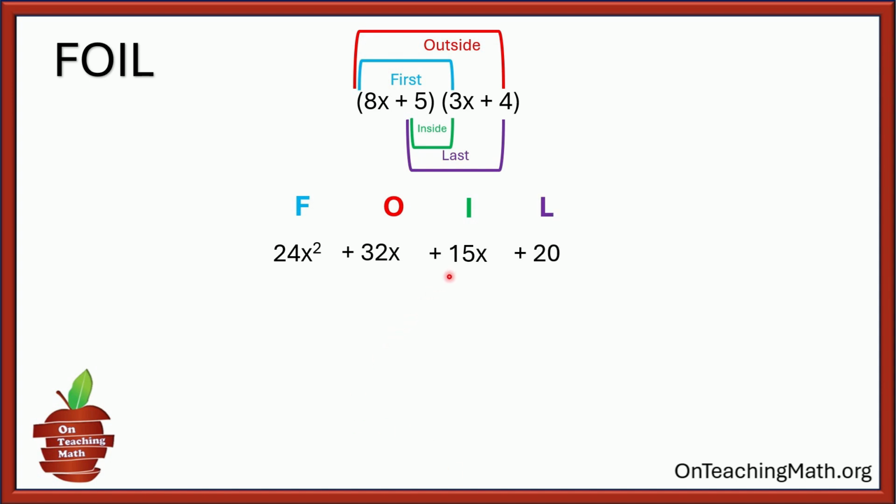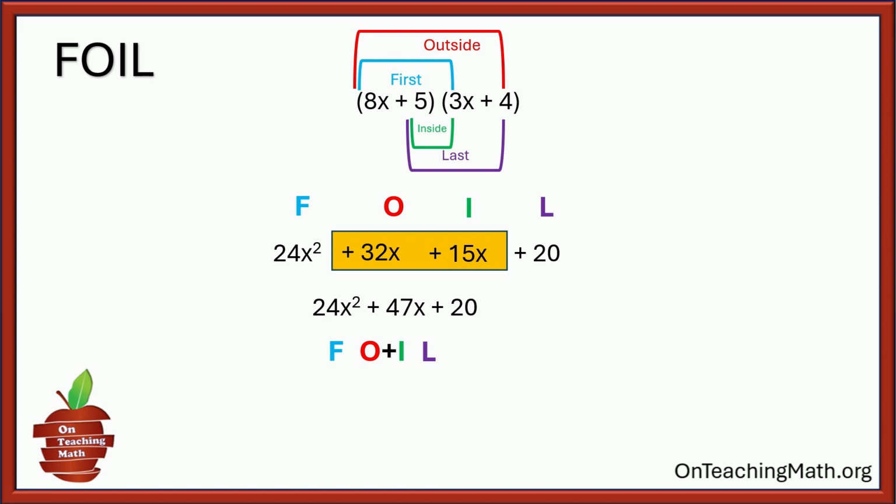Now, again, maybe you can do these parts right here in your head, just add them up, and that's what you get, right? 32 plus 15, 47. First, outside plus inside, and then last.